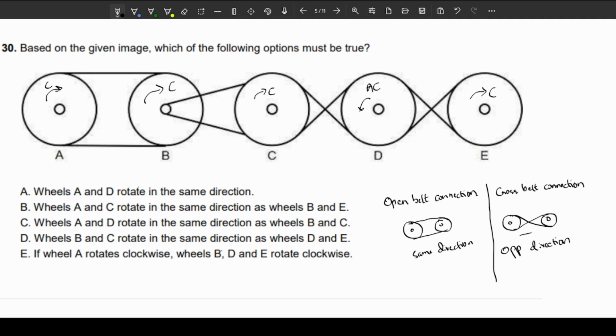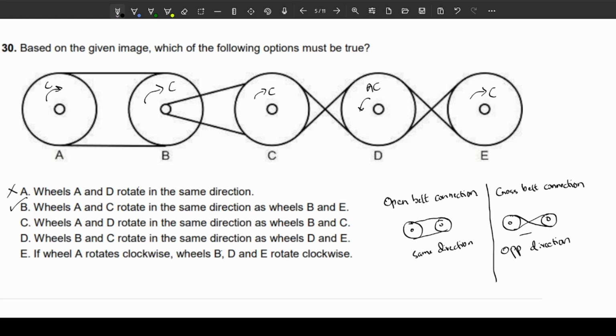A. Wheels A and D rotate in the same direction. A is clockwise and D is anti-clockwise, so this doesn't follow. B. Wheels A and C rotate in the same direction. Yes, they both rotate clockwise, as do wheels B and E. Yes, B and E also rotate clockwise. So B holds true. Let's go over the rest of the options as well.